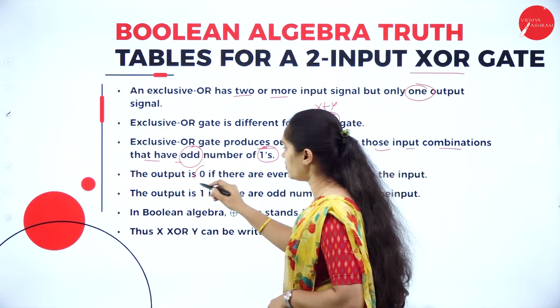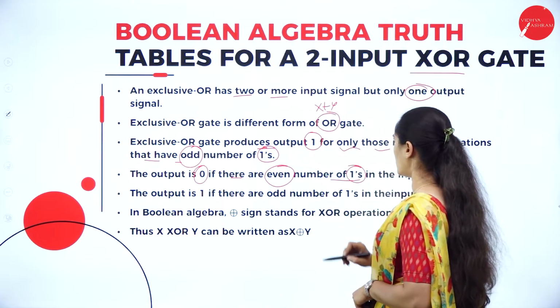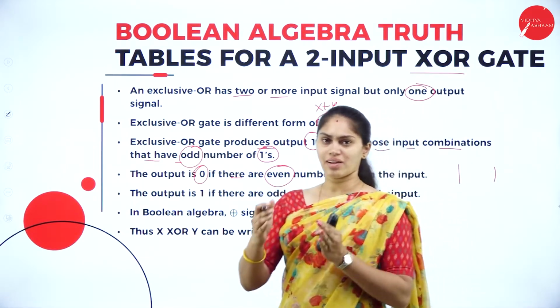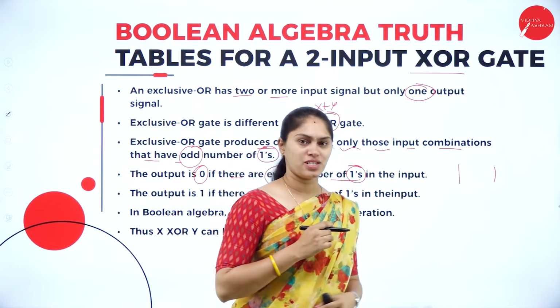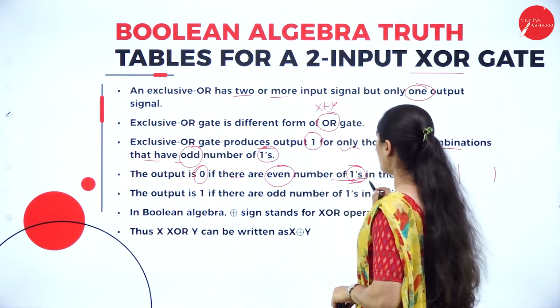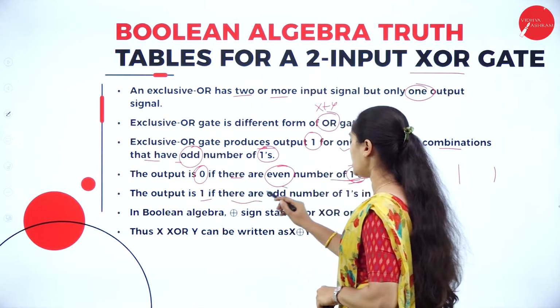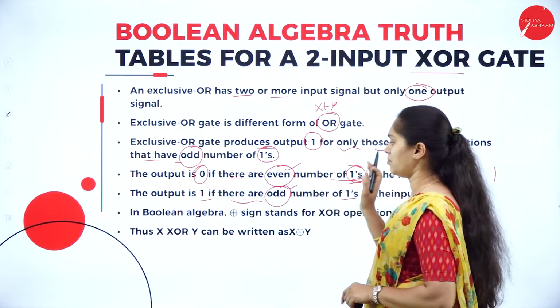The output will be 0 if there is an even number of ones. So if I have an even number of ones, that is 1 1, where the x and y values are 1 1, I have 2 ones here, which is an even number of ones. That time the output is going to be 0. So the output is 1 if there is an odd number of ones, and the output will be 0 if we have an even number of ones.